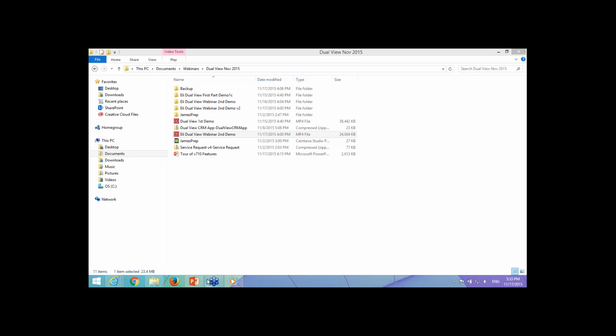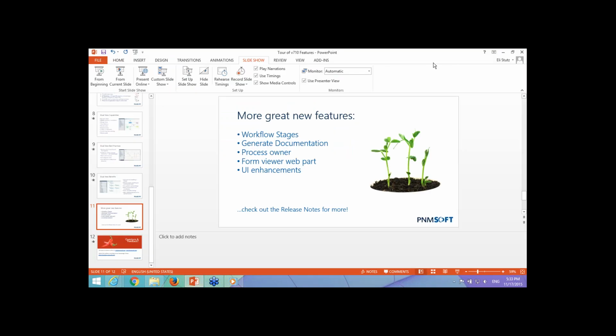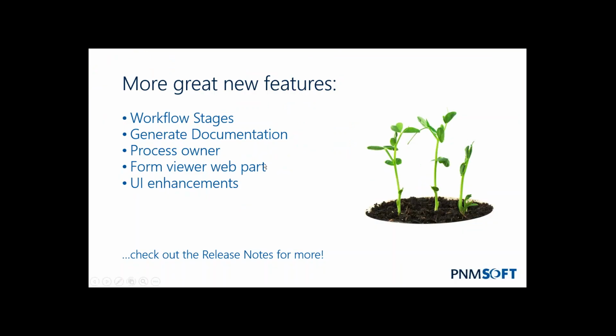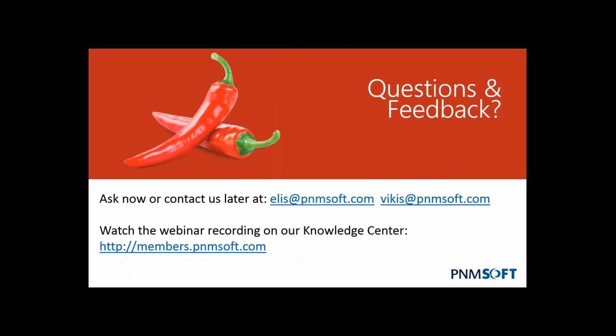Okay, so that's a summary of some of the top new features in version 7.10. We've seen the dual view feature and how it can facilitate harmony between business and IT. We've seen some other great features like workflow stages, generate documentation, process owner, and so on. And now it's actually time to take some questions.